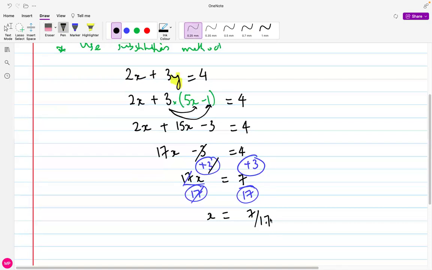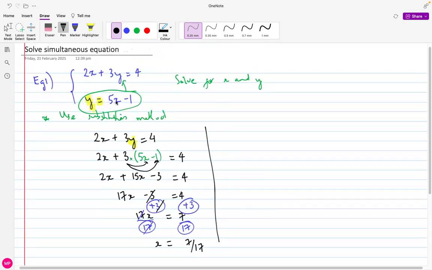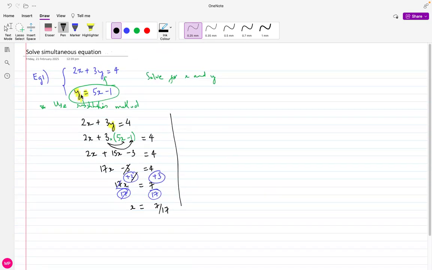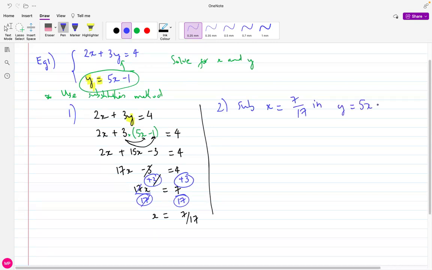When you solve for x, the next thing you're going to do is substitute x equals 7 over 17 into one of these equations to solve for y. Obviously the second equation is easier to substitute into because you already have y as the subject. So we're going to sub x equals 7 over 17 back into here to find y. That's step 1. Step 2 is to sub x equals 7 over 17 into y equals 5x minus 1.